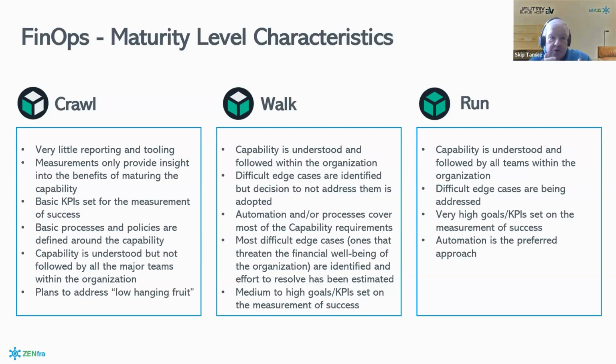Then once you've set those goals, you start building basic processes and policies around those measurements. Then you start to get an understanding of the capability, but not all the teams in the organization are aware and active in what's going on. And the idea here is typically when you're in the crawl phase, you're looking at low-hanging fruit. You're looking for multiple subscriptions. You're looking for a way to get rid of some overall licensing costs. You're looking for the things that you can see without looking too hard in an organization.